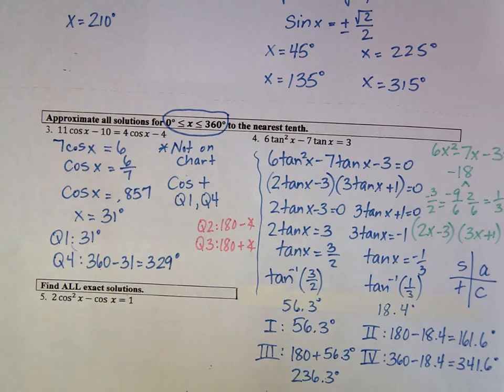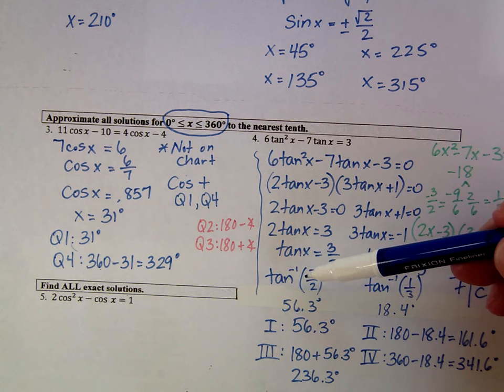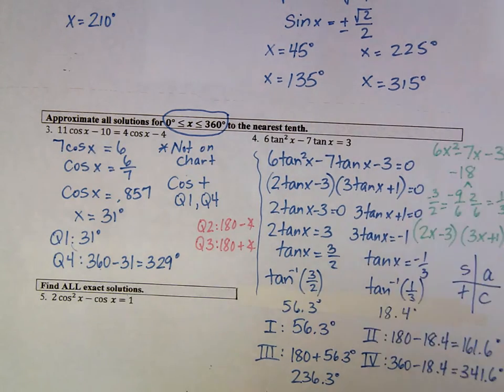So if they're not on your chart, you've got to go back and do the -1 thing with your fractions and then come up with the reference angle and place it in the appropriate quadrant based off of all students take calculus. All right, last one.